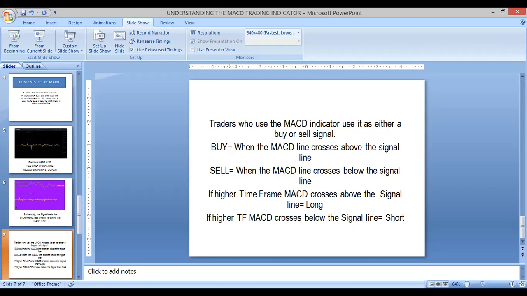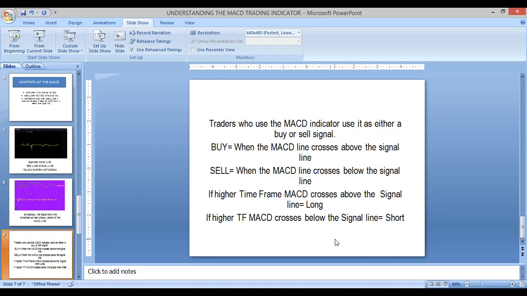That's just the sense these last two points are trying to make: if the higher time frame MACD crosses above the signal line, you should go long, and if the higher time frame MACD crosses below the signal line, you should go short.